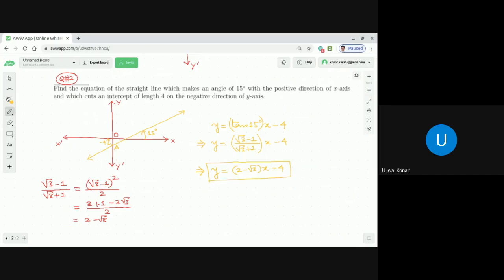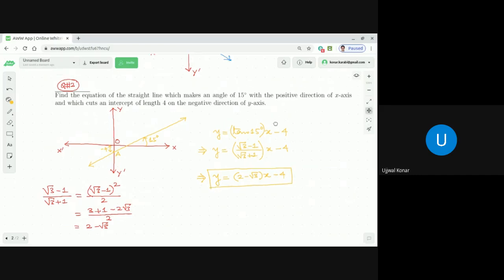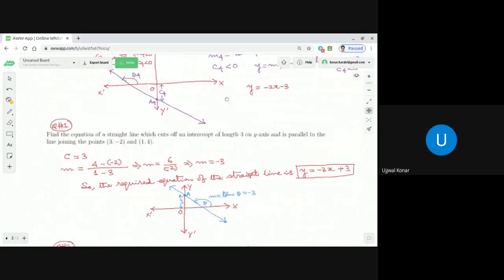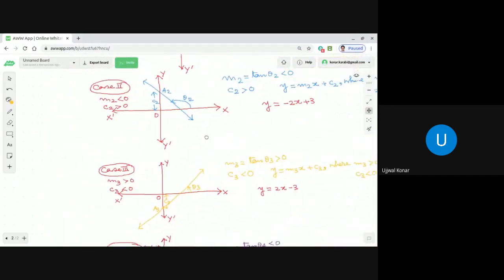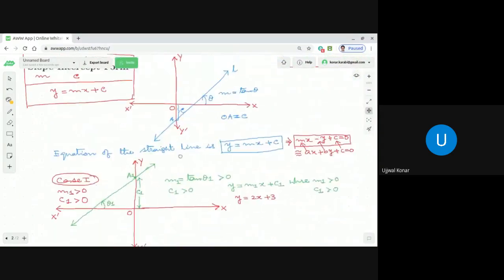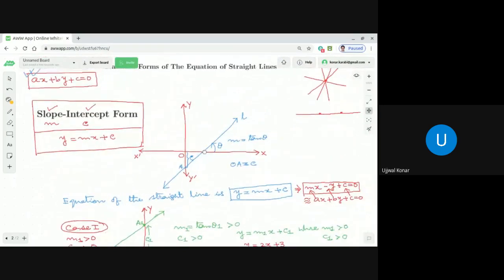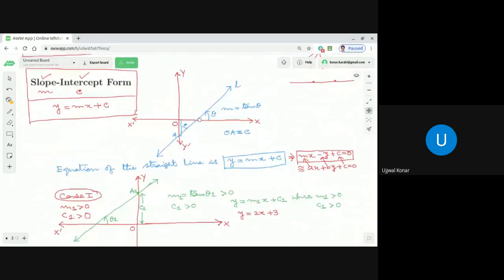So this is all about, dear students, the slope intercept form. With this, I would like to conclude the class for today. The class notes will be available to you in another 15 minutes from now, and then the entire video session of today's lecture will be available in another 2 hours from now.